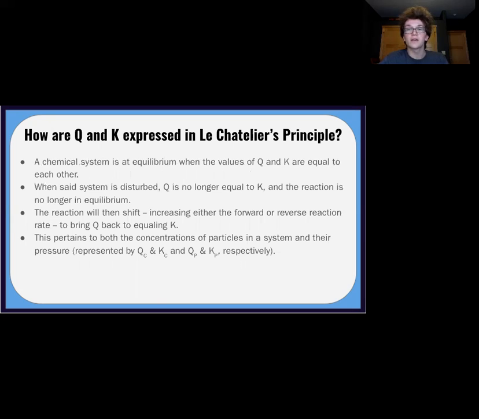So the values of Q and K are expressed in Le Chatelier's principle because when a system is at equilibrium, it means Q and K are equal to each other. When that system is disturbed, Q is no longer equal to K, so the reaction is no longer in equilibrium. The reaction will then shift in a certain way to bring Q back to equaling K. This pertains to both the concentrations of the particles in a system and their pressure, which is expressed by a C or P in subscript with Q and K. Note that because it depends on pressure, this concept only applies to particles that are in a gaseous state in a chemical system.